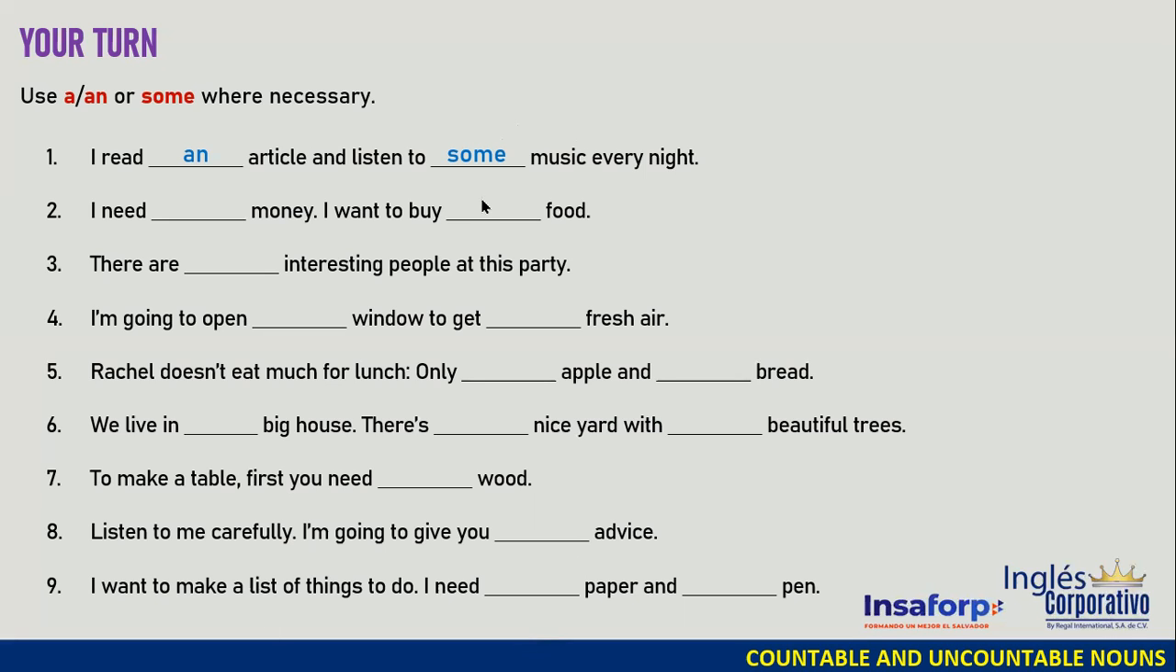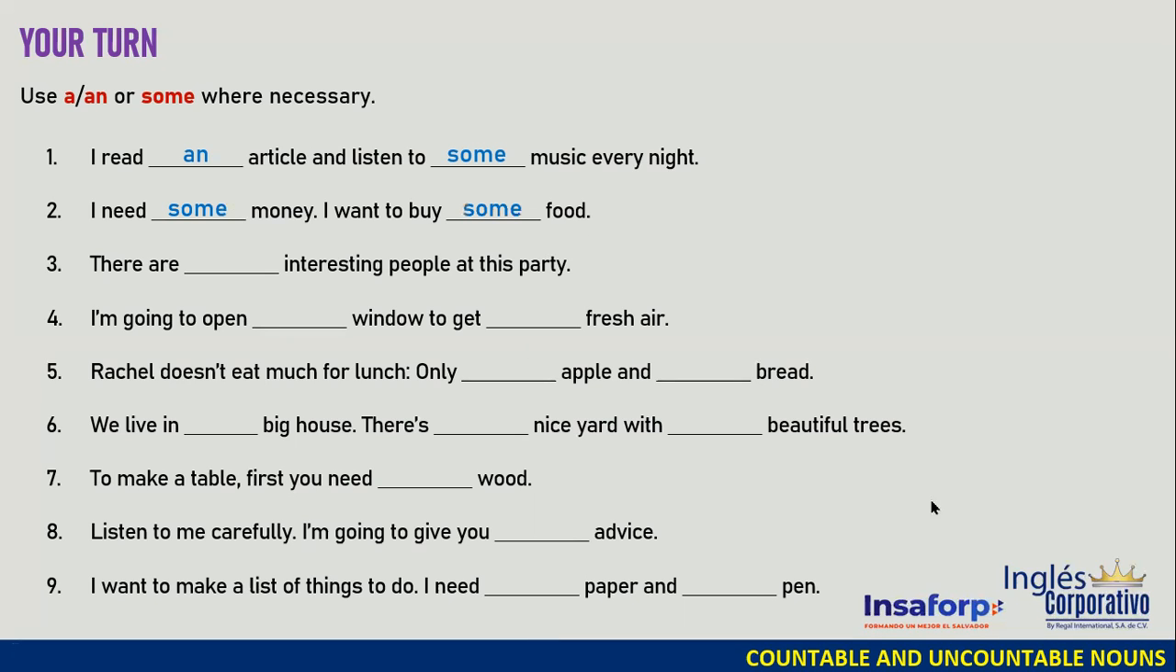So, la primera ya está hecha. I read an article and listen to some music every night. So, what about the next one? I need some money. Very good, right? I want to buy a food. A food. Can I say a food? No, right? Some food. In that case, exactly. We say some food, porque food, en ese contexto, pues, no es contable, ¿verdad?